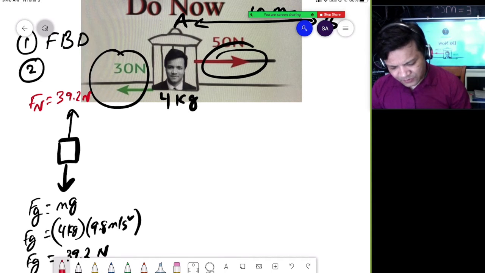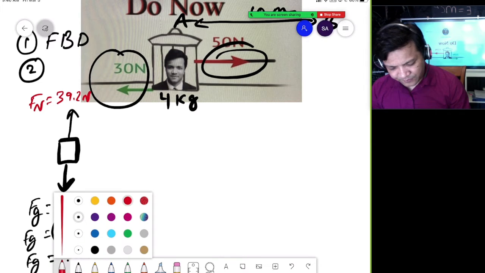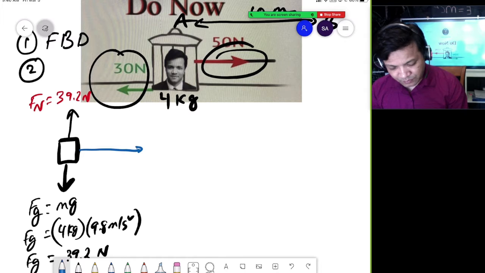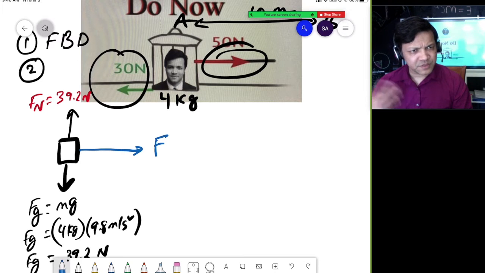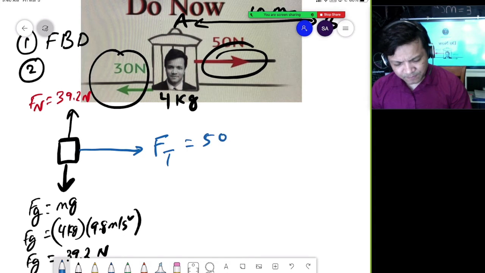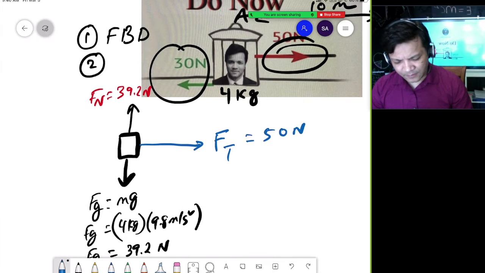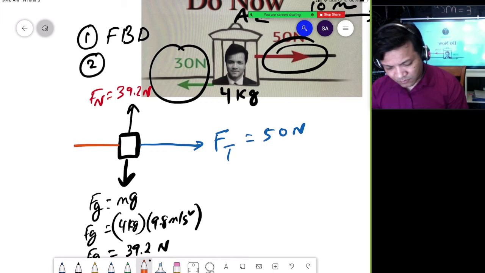Now let's take a look at the other force. So we have a blue force, and then we're going to call it pulling force or tension force, because Mr. Barry is pulling the box using a rope. So whenever you use a rope to pull anything, there is a tension in the rope, so you're going to call it tension force. Excellent. Now there is other force, and we're going to call it friction force, and that is smaller. You're going to call it 30 Newton. So make sure this arrow is smaller than the other arrow. So this is 30 Newton. F friction is 30 Newton.